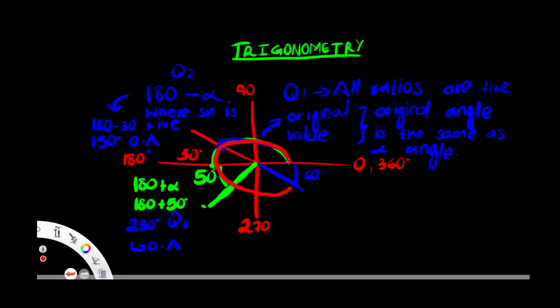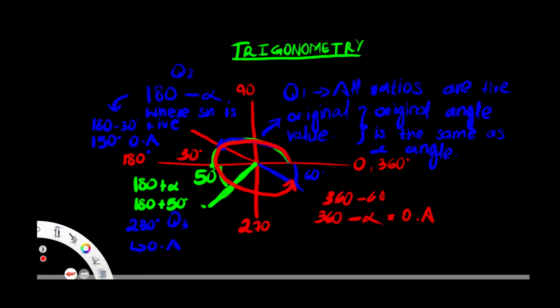So in order to find the original value, I'll have to subtract something from 360. I'll have to subtract the base angle from 360, or in this case, 360 minus 60, or 360 minus alpha. So 360 minus alpha will basically give us the original angle. So this will be equal to the original angle.